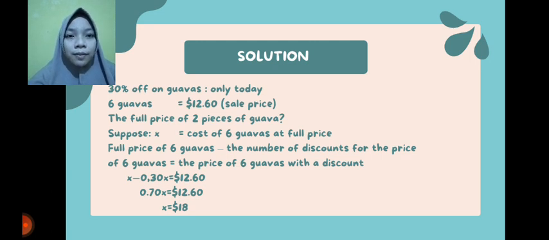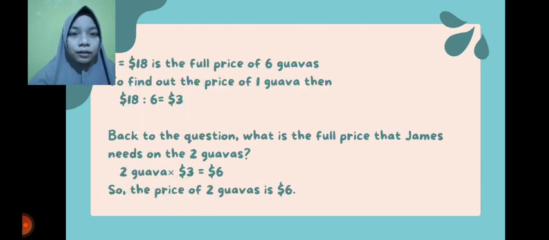So X minus 0.30x is equal to $12.60. So 0.70x is equal to $12.60. So X is equal to $18. X is $18, the full price of 6 guava.